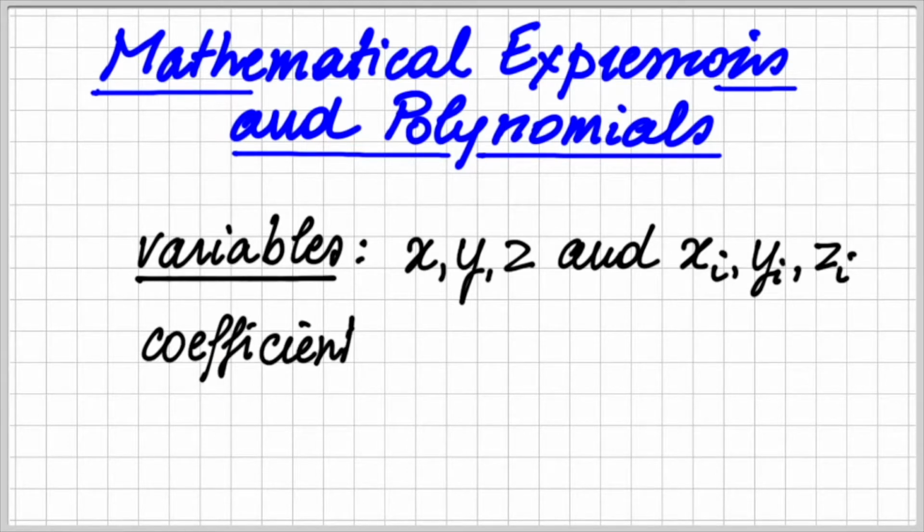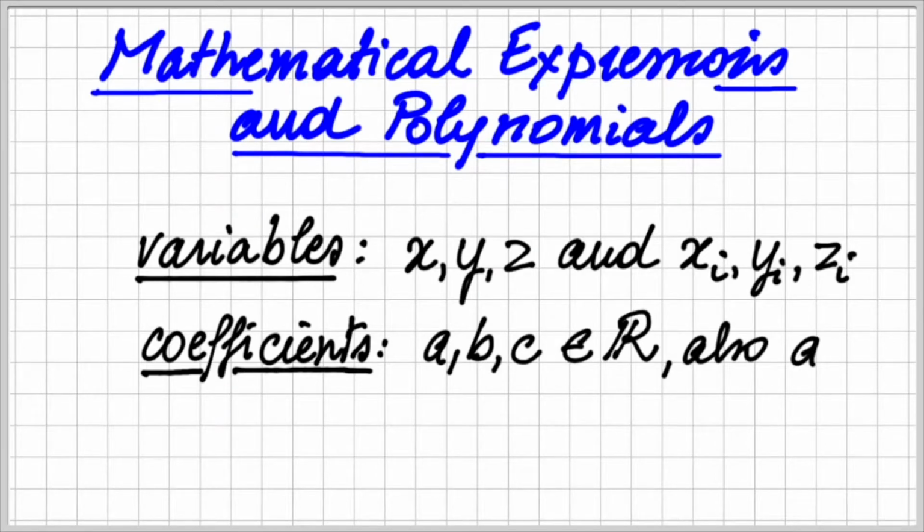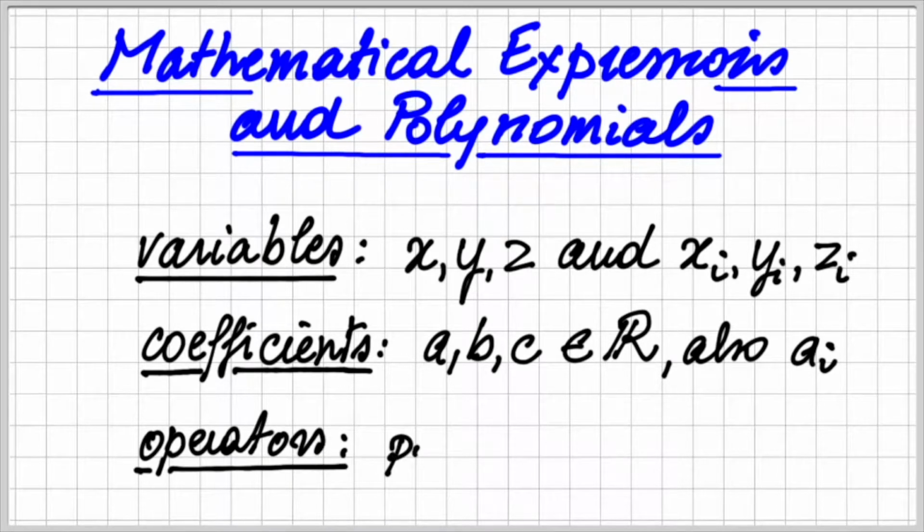We also have coefficients. Coefficients are typically indicated by the letters a, b, c. They're real numbers, but we can also add an index when we have more variables than just those 3. And of course we have operators. Those operators are powers, multiplication, division, addition, and subtraction. And we combine all those operators with the variables and the coefficients.